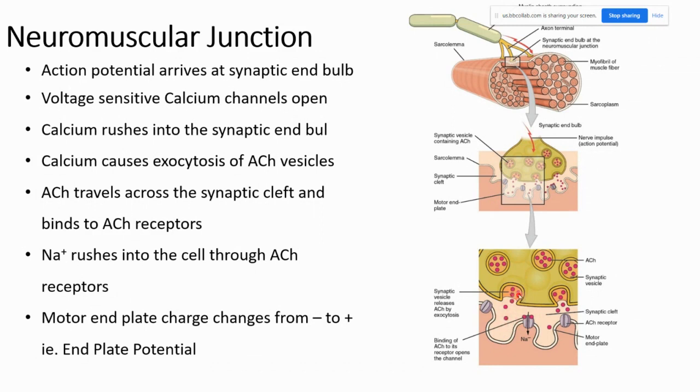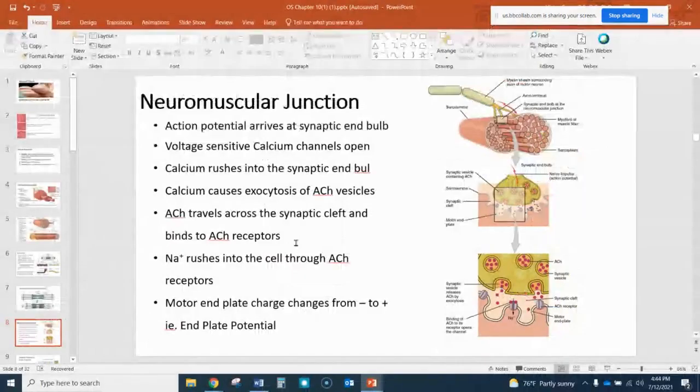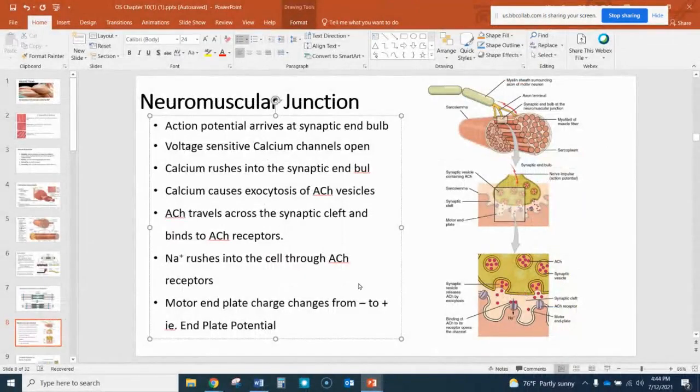The neurotransmitter, the chemical messenger that we use in skeletal muscle, is called acetylcholine. It doesn't actually say it there. Does it spell it anywhere here for you? No, I'll write it in just so you can see the actual non-abbreviated name.